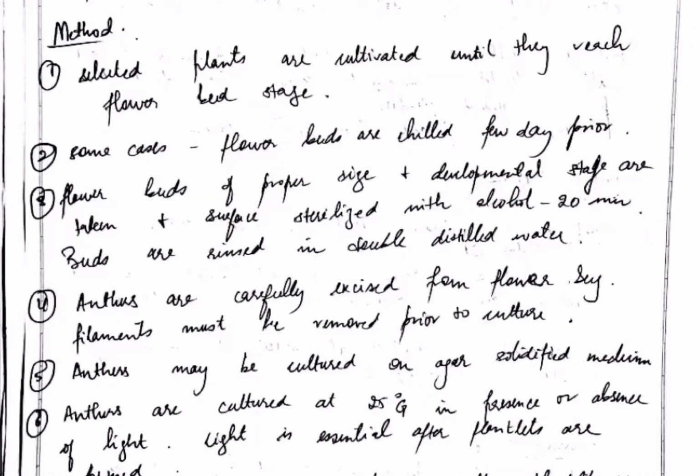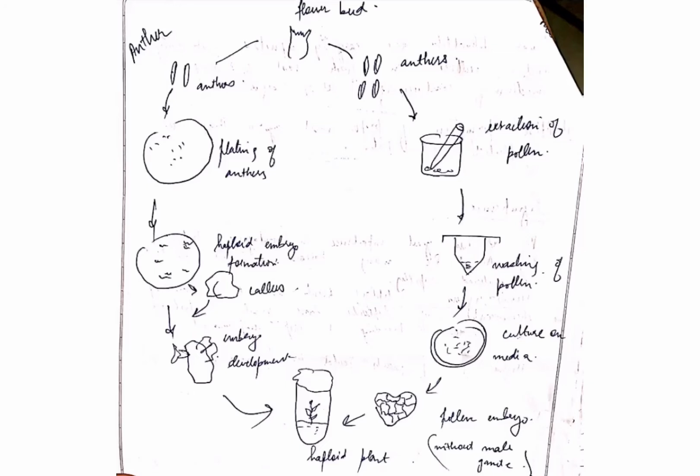The protocol for anther and pollen culture: I have drawn the diagram in the flow chart and given the explanation as well, so you can use it. I'll be explaining just the major points. So let's start. The first point is we collect the unopened flower buds and then surface sterilize them with 70% ethanol. The anthers are removed from flowers and kept separately.